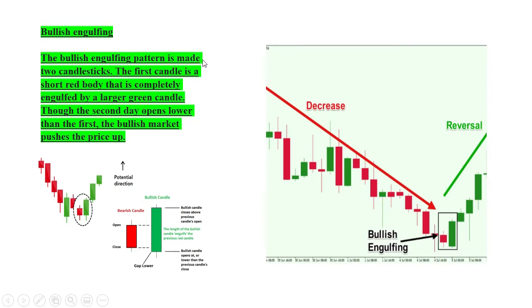which is a bullish engulfing pattern. The bullish engulfing pattern is made of two candlesticks. The first candle is a short red body that is completely engulfed by a larger green candle. Though the second day opens lower than the first, the bullish market pushes the price up. Now, what does that mean? So we can see the first candle is the short red body that's completely engulfed by the green candle, right?